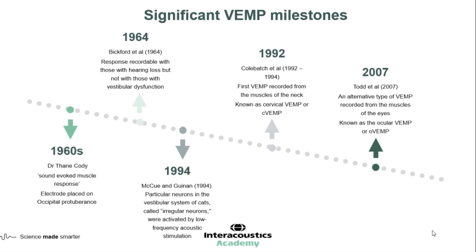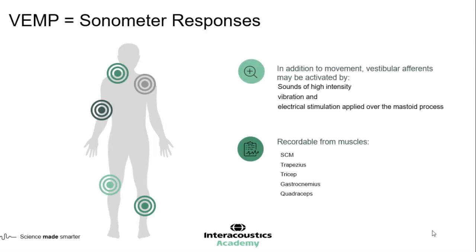A little while later, Todd et al. in 2007 developed and reported on an alternative type of VEMP recording, utilising the very small muscles around the eye, in particular the inferior oblique muscle, which sweeps out from underneath the eye orbit. These were termed ocular VEMPs or oVEMPs. Now, VEMP itself is a sonomotor response. In addition to movement, these vestibular afferents can be activated by sounds of high intensity, vibration, and also electrical stimulation applied over the mastoid process.